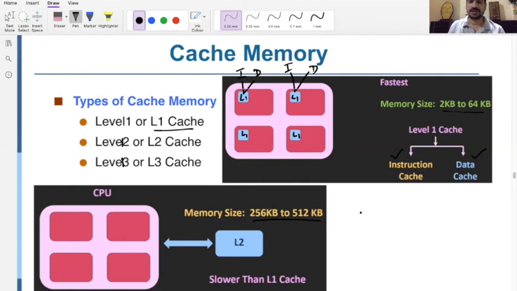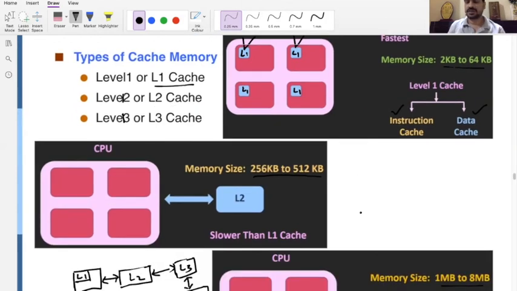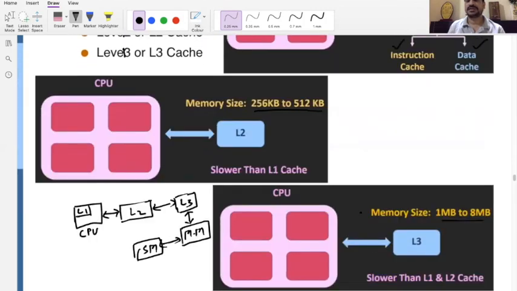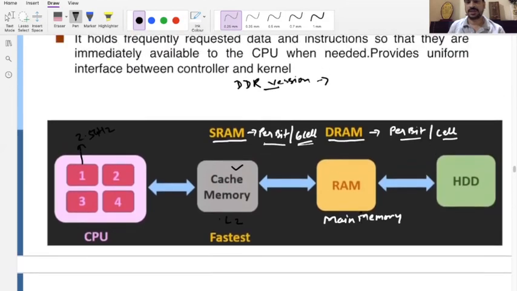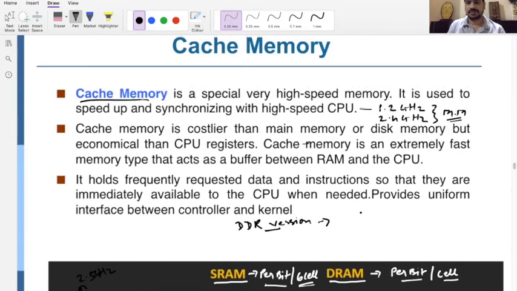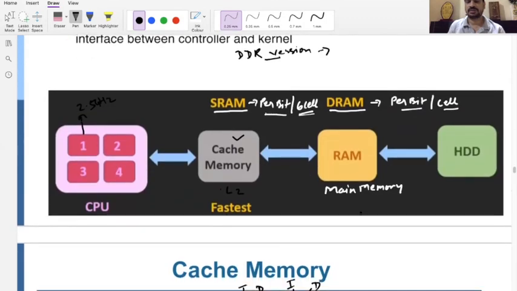There are three types of cache memory available: L1, L2 and L3. L1 is inside the CPU, or inside the processor. L2 is outside the processor, and L3 is again slower than that. It is also outside the processor, slower than L1 and L2 cache. All this memory is required to send the data from the hard drive to the RAM and to the cache memory, and ultimately to the CPU, because every piece of data is processed in the CPU. From the CPU the result will again go back into that hierarchy of memory.